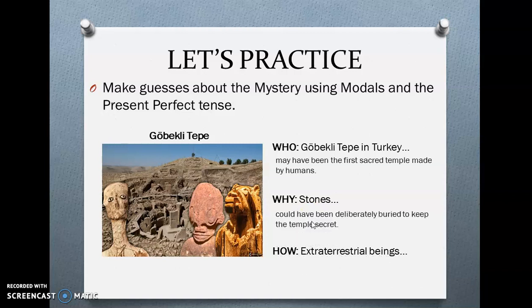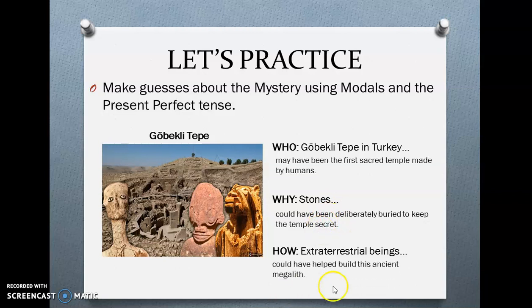So what about this? Stones could have been deliberately buried to keep the temple sacred. So this temple, guys, is considered the oldest temple or sanctuary in the world. What is that? So where the consciousness and awareness of the sacred could be born. That gave way to the spark of civilization in this case. Okay? So as you can see, could, have, and the main verb in past participle.